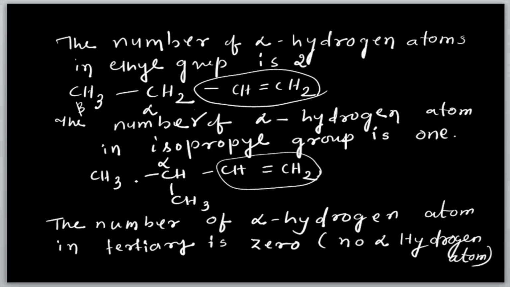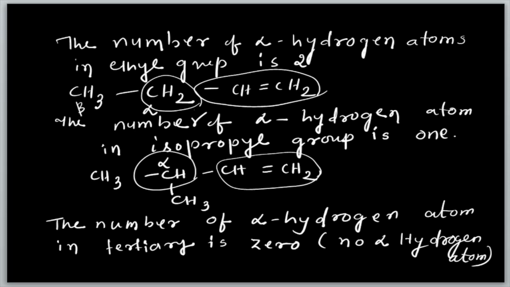Since it is alpha, these are the substituents. Now you can observe how many hydrogens are there? Only 1. In the isopropyl group, there is only 1 hydrogen atom, and in the ethyl group, how many? There are 2 hydrogen atoms, and in the methyl group there are 3 hydrogen atoms. The number of alpha hydrogen atoms in tertiary is 0.